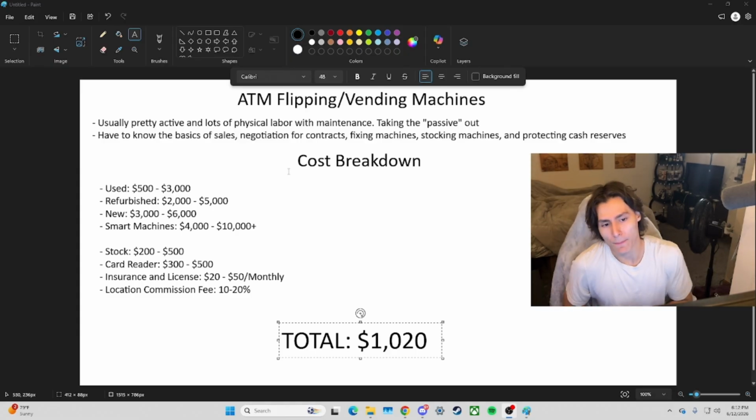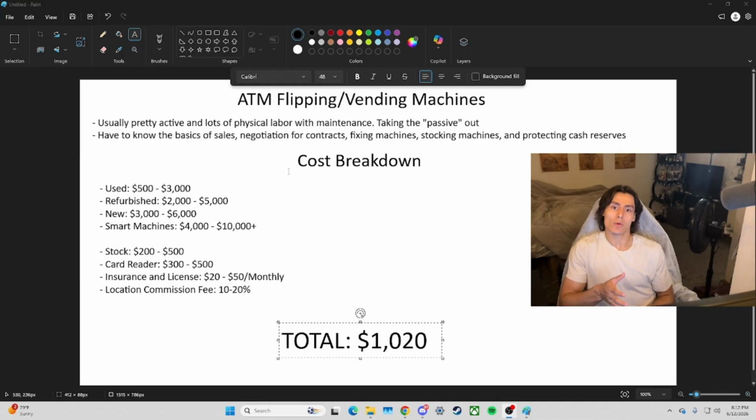Anyways, you have to know the basics of sales because you actually have to go to locations and pitch your idea to them. Then you also have to be able to negotiate contracts. You have to know how to fix the machines and maintain them so they don't break down. You have to know how to stock them properly, and you also have to know how to protect the cash reserves, because I've heard a lot of people actually break into vending machines and take all the cash out. So you have to know how to protect the cash reserves so nobody steals them.